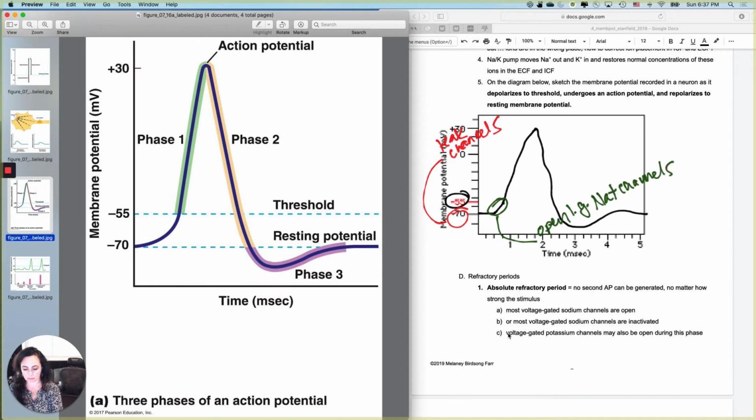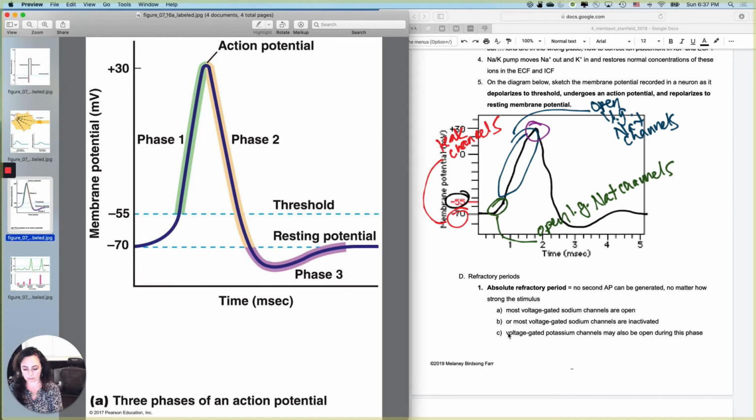And then if I cause a massive enough voltage change to hit threshold, what kind of channels are going to be involved here? These are opening. This time they're voltage-gated sodium channels. Okay, but now I'm at the top. So now what do I do right here at the top? I've got to do two things. I got to close something to stop what I was doing, and then I have to open something else.